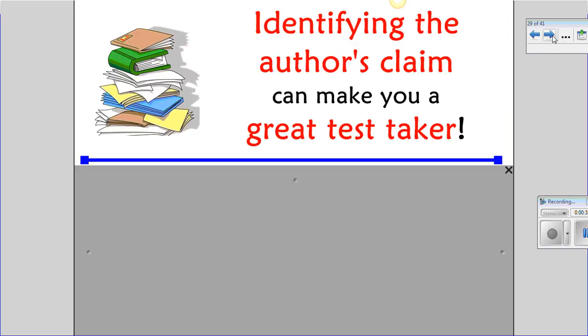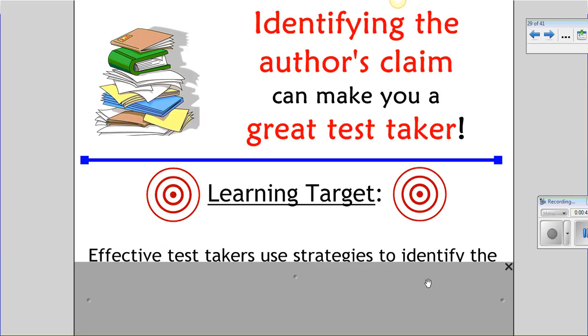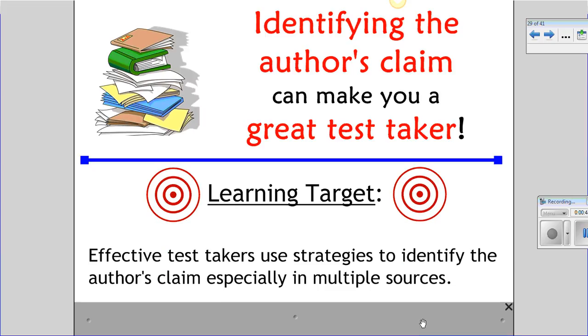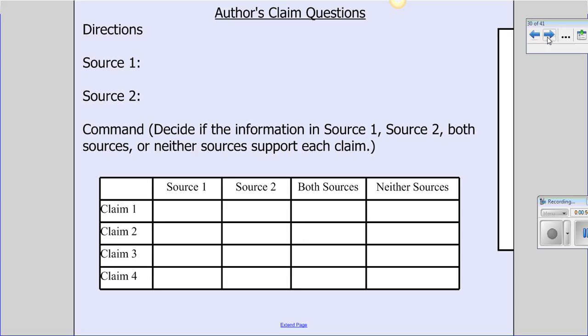Identifying the author's claim can make you a great test taker. Our learning target for today is: effective test takers use strategies to identify the author's claim, especially in multiple sources.